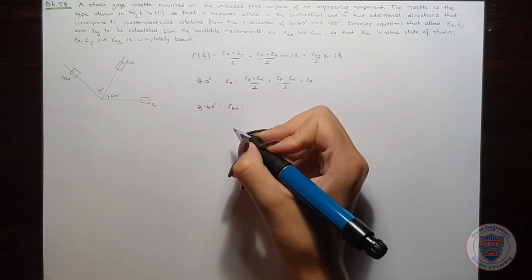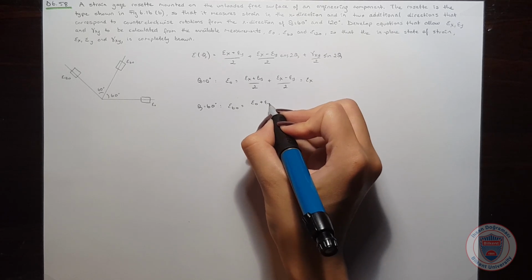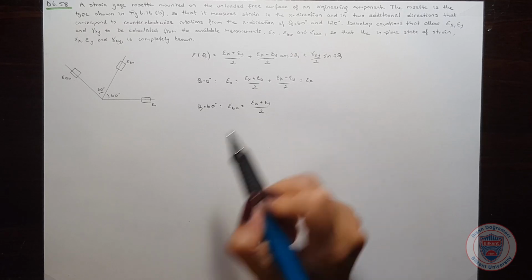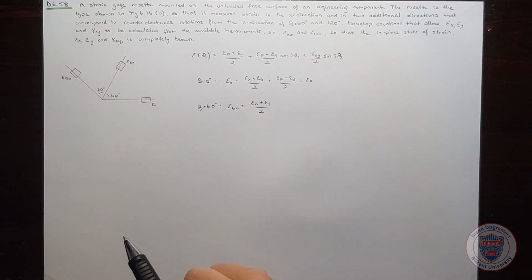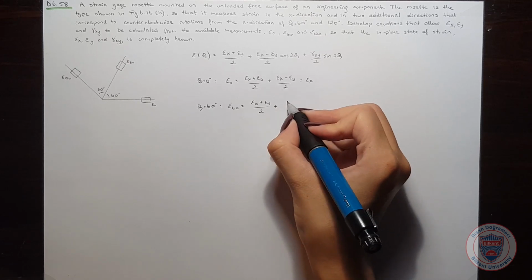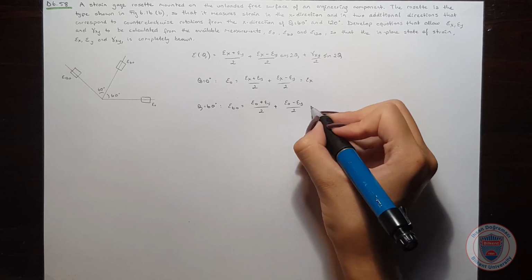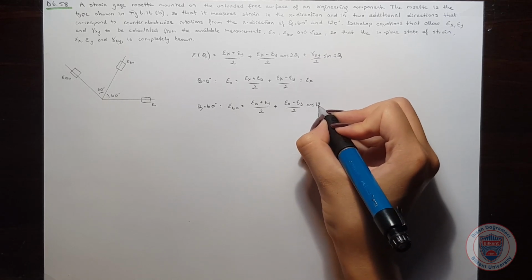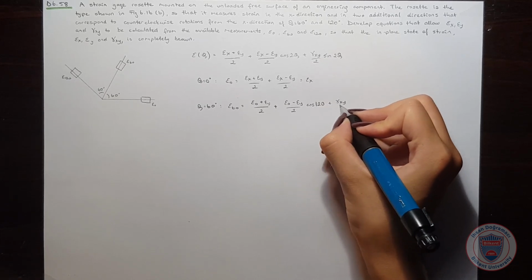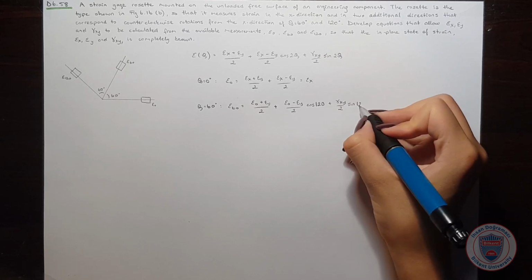epsilon 60 is equal to (epsilon 0 plus epsilon y) over 2. Now I wrote epsilon 0 because we already found epsilon 0 is equal to epsilon x, plus (epsilon 0 minus epsilon y) over 2 times cos 120 plus gamma xy over 2 times sin 120.